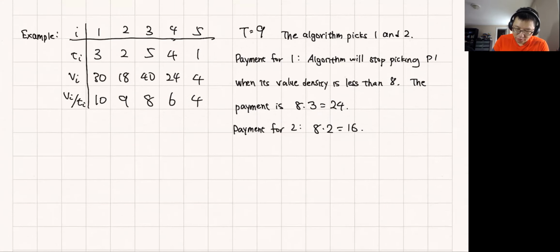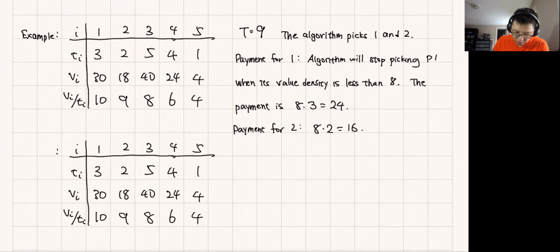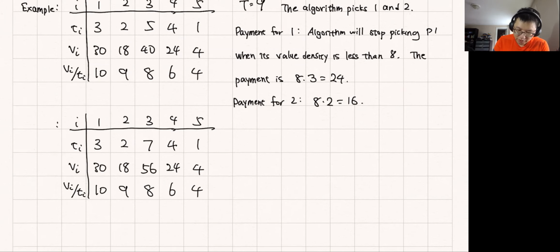Okay, so I'll just quickly change this slightly, and we will do this with a slightly different number. Maybe I'll change the 5 here so that it is 7. So that's 56. So we now change the number 3 so that it's 56. The capacity is still 9.